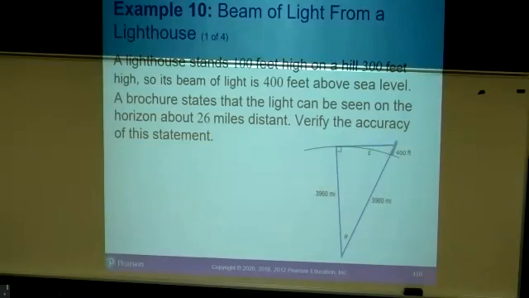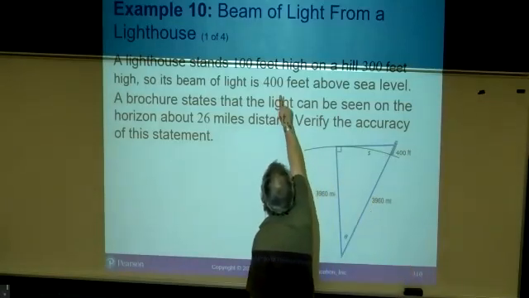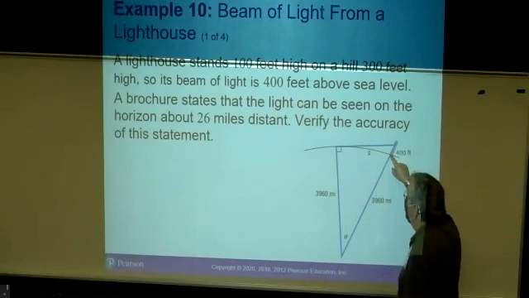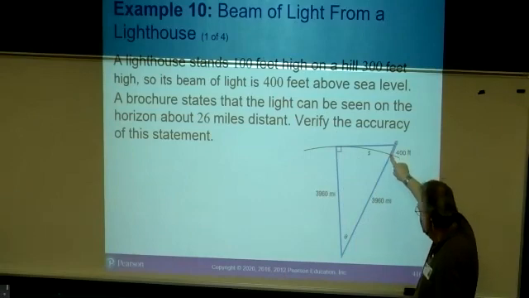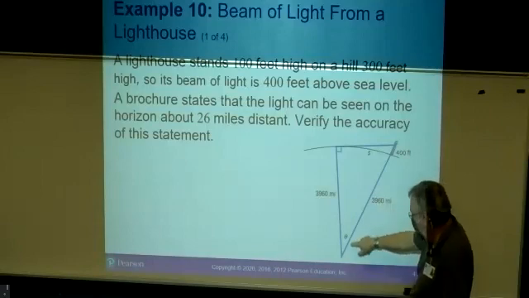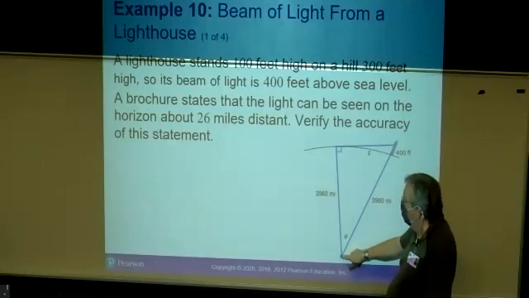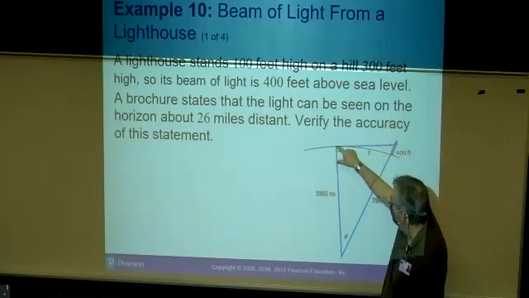A lighthouse stands 100 feet high on a hill 300 feet high. Okay, so the total height of the beam is 400 feet above sea level. Well, it is 3,960 miles from the center of the earth. And what they're saying is that this distance here is approximately 26 miles.